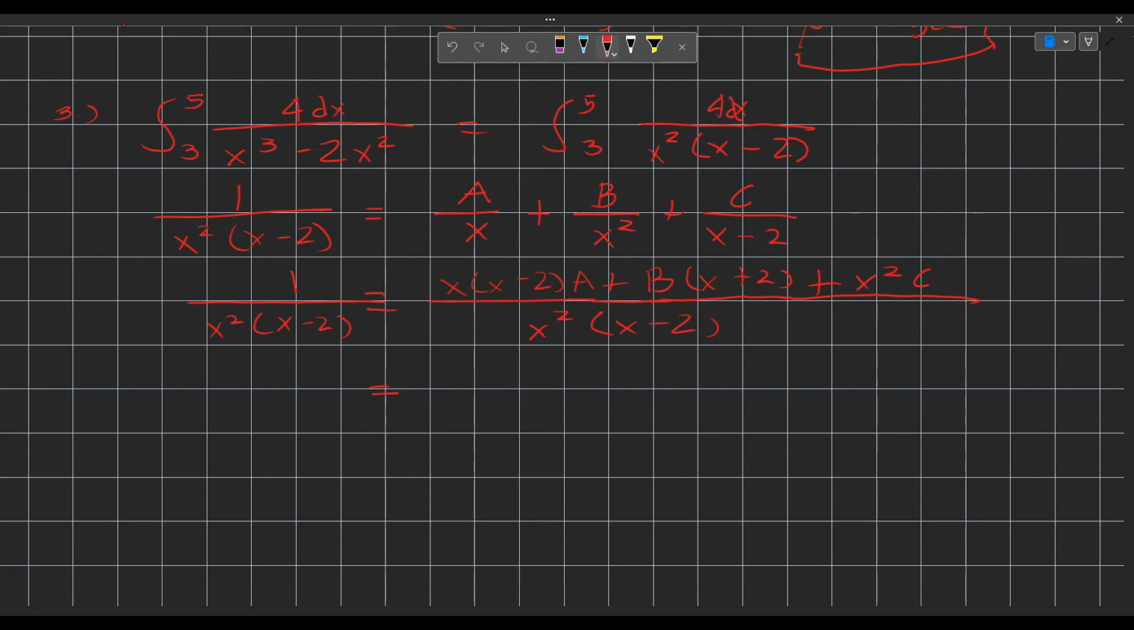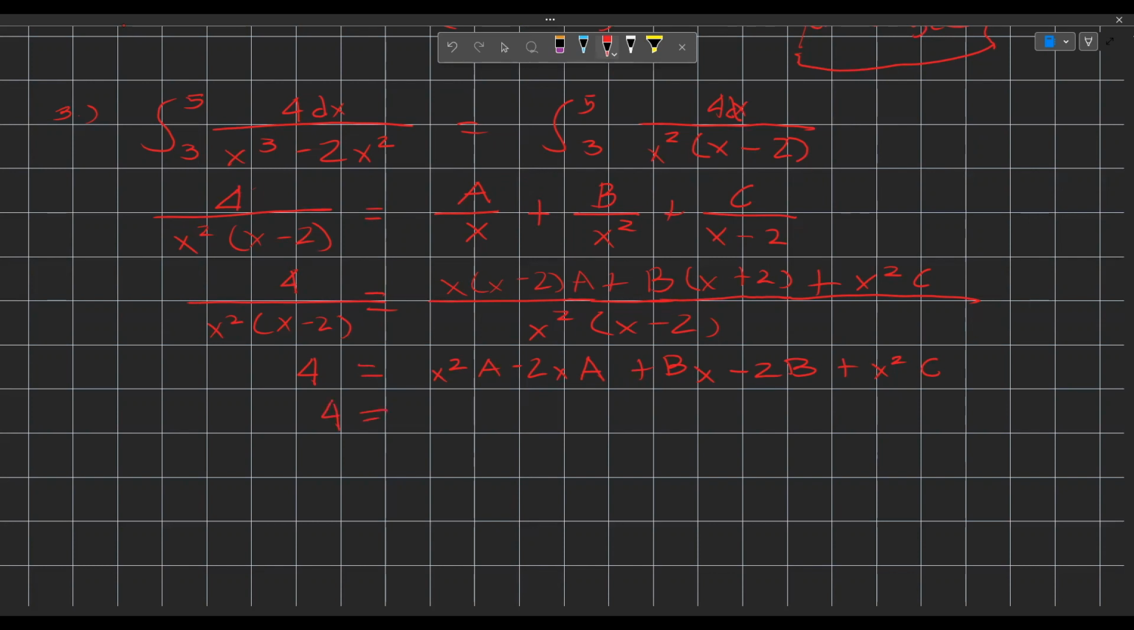So we'll just distribute the following function, which will give us x squared A minus 2xA plus Bx minus 2B plus x squared C. Then this is 4. Forgot, this is 4. And since we have the same denominator from both sides, we can actually cancel that. So we'll be left with all the numerators.